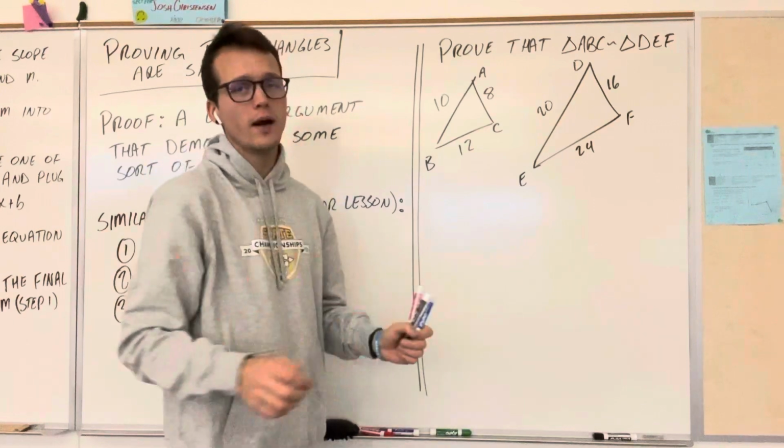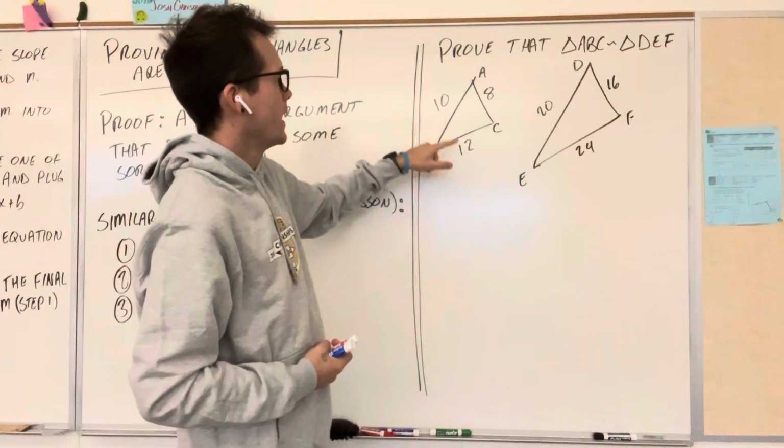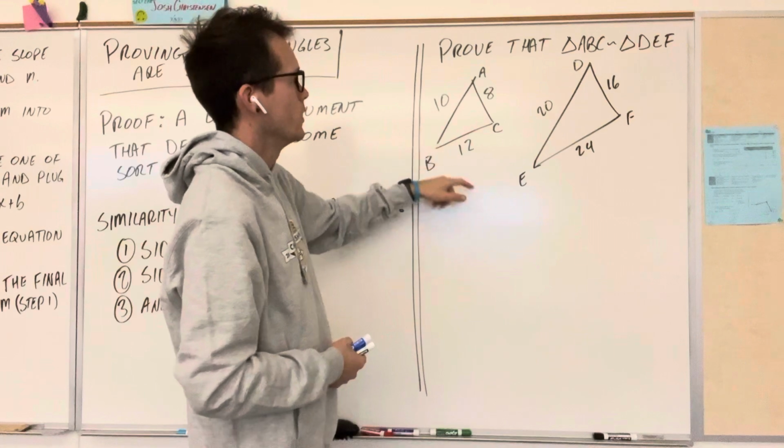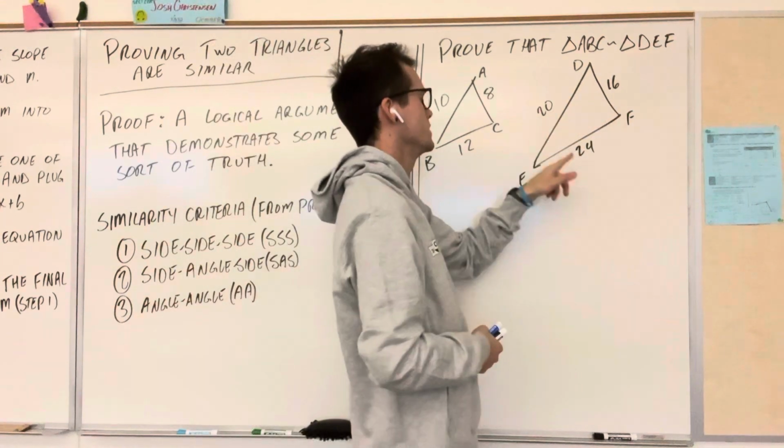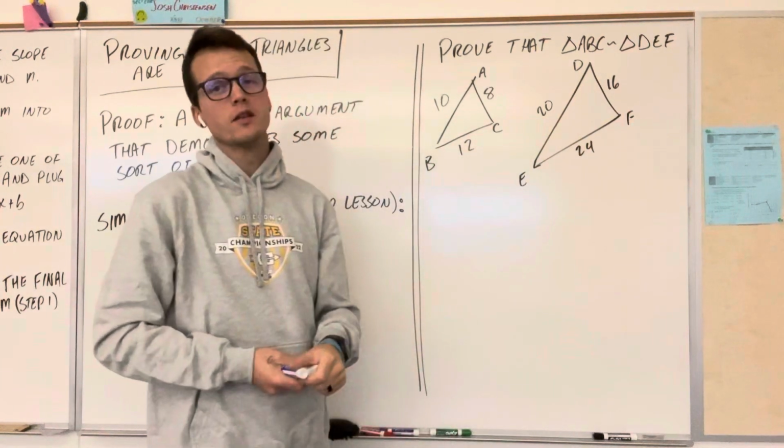So before we even start writing, let's make a game plan. I'm noticing that I have 3 side lengths here. They're 8 and 10 and 12, and here I have the side lengths of 16, 20, and 24. Okay, this one there's a little bit of low-hanging fruit.